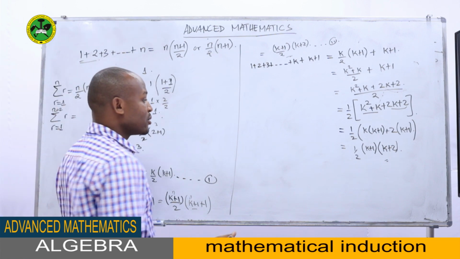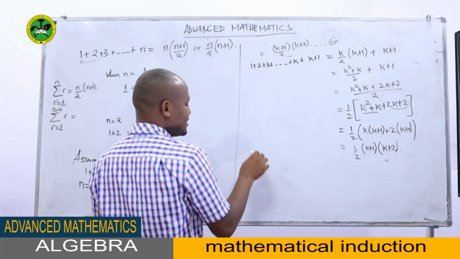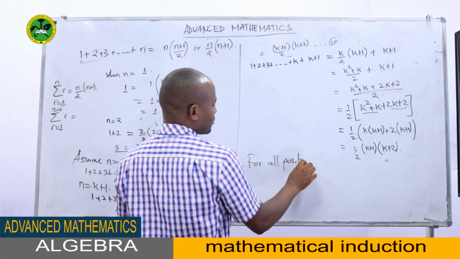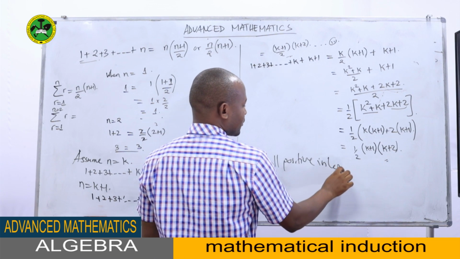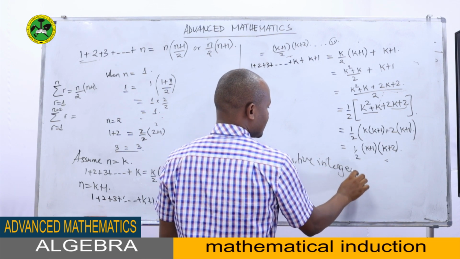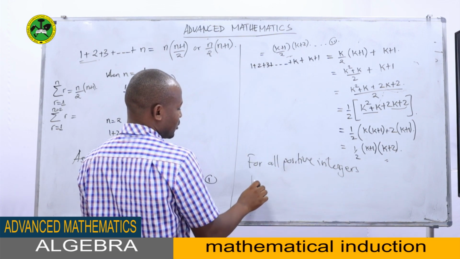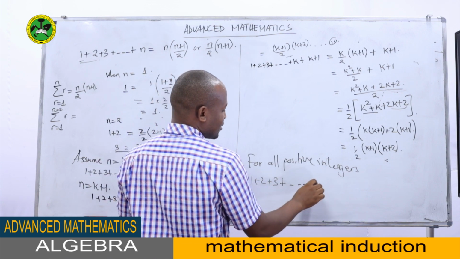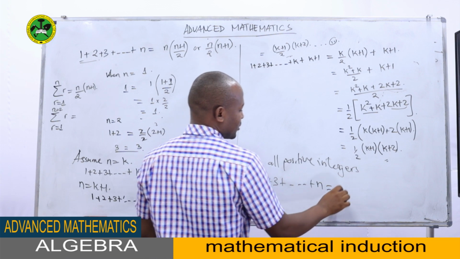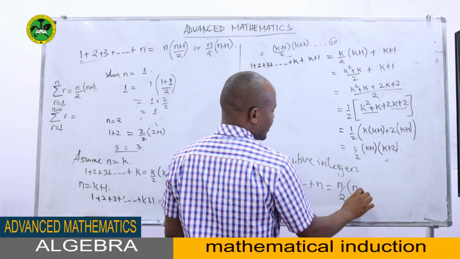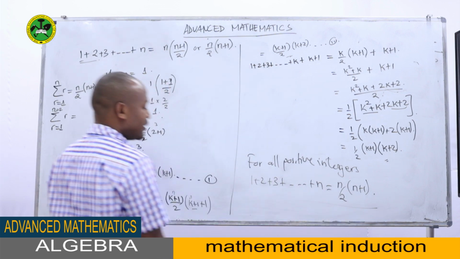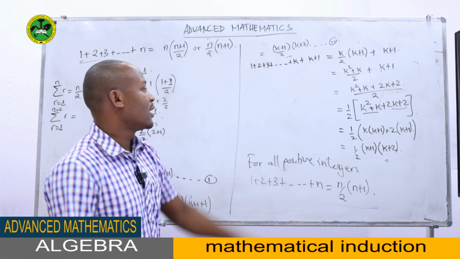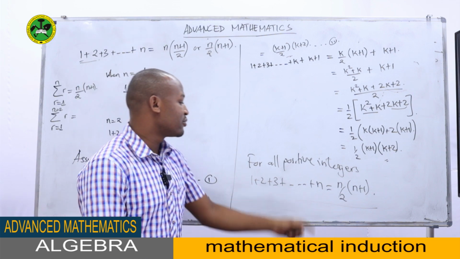That means we have to conclude that for all positive integers, it holds true that 1 plus 2 plus 3 plus down to n is equal to n over 2, times n plus 1, because we have already proved that there. So that is how we can prove by mathematical induction.